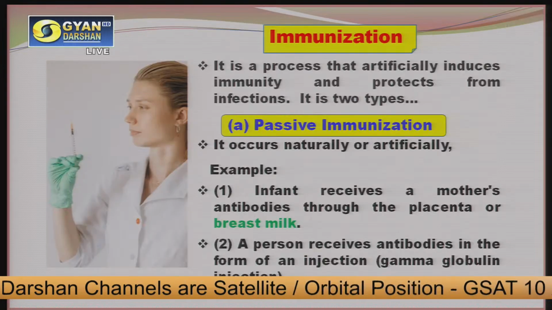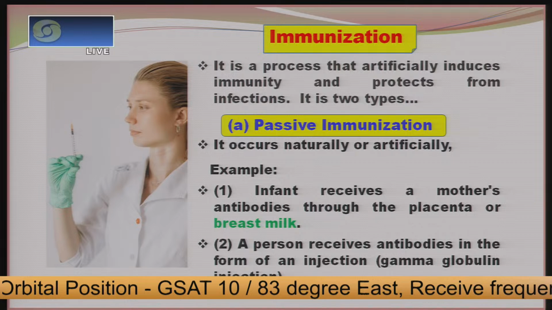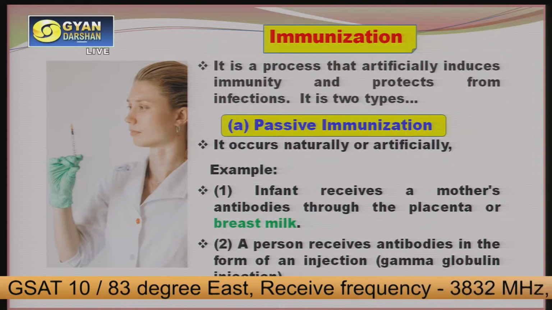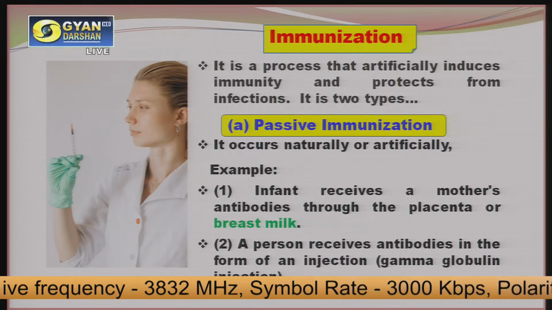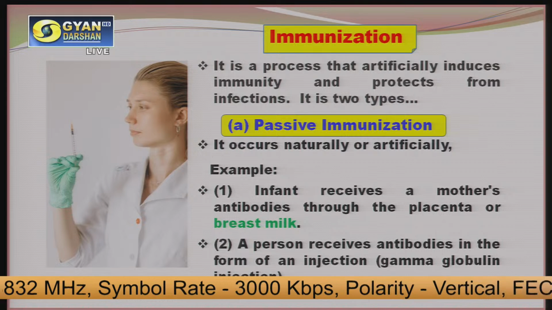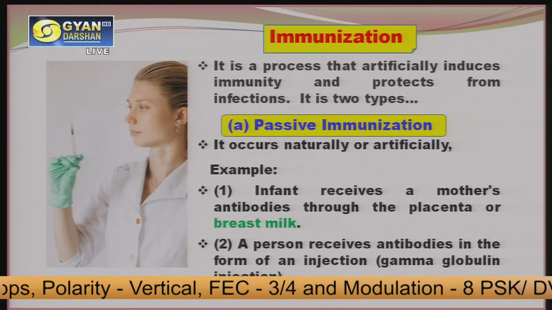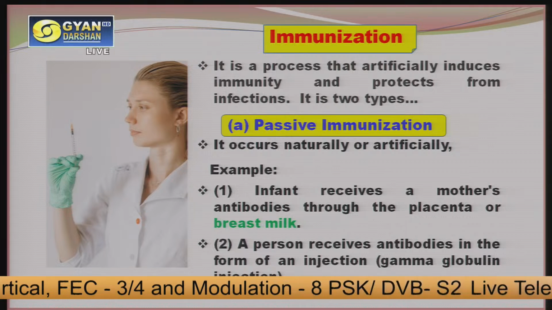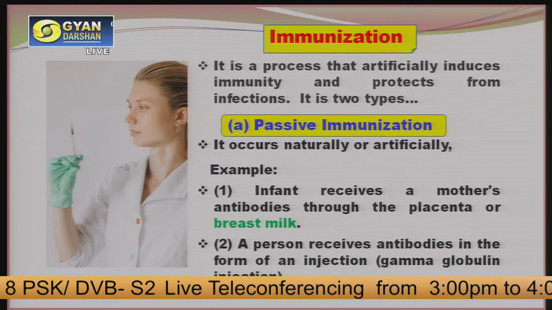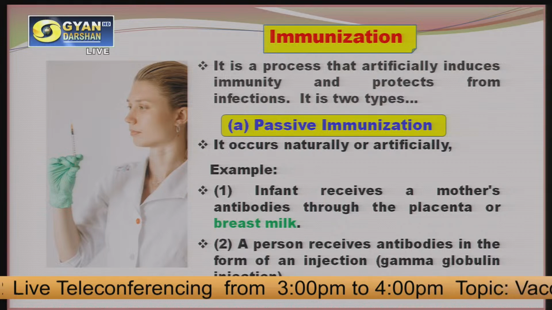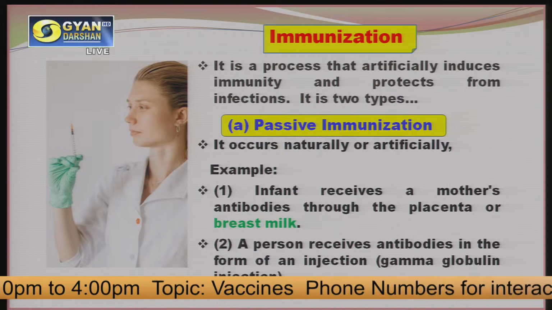Another thing I want to discuss is immunization. Immunization is a process that artificially induces immunity and protects from infections. So we can protect from infection with the help of immunization. There are two types of immunization: one is passive immunization, another is active immunization. Basically we will become immune against infections.